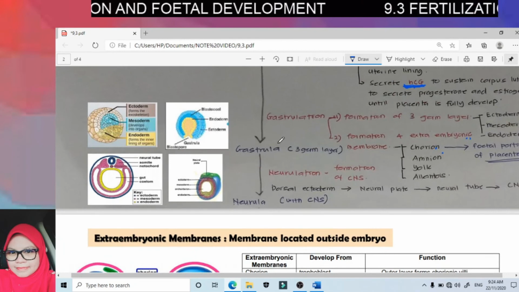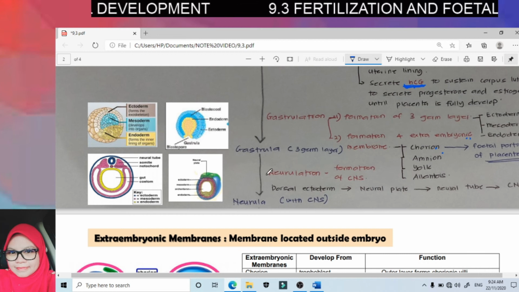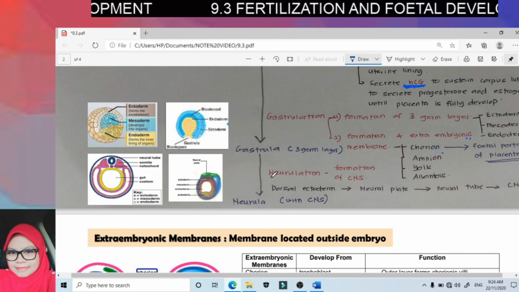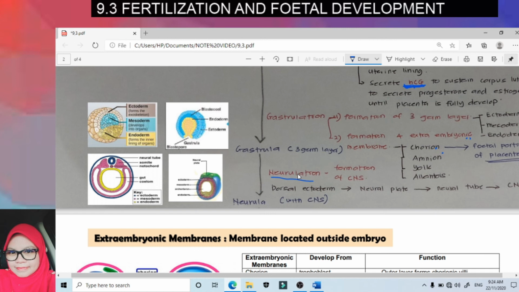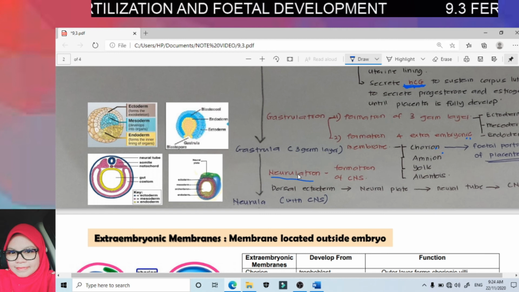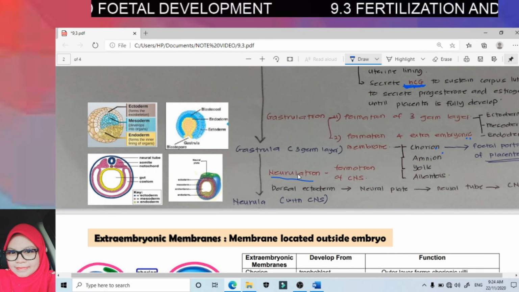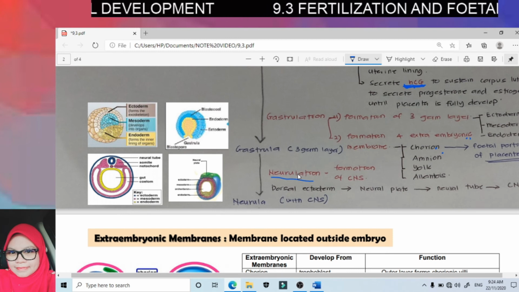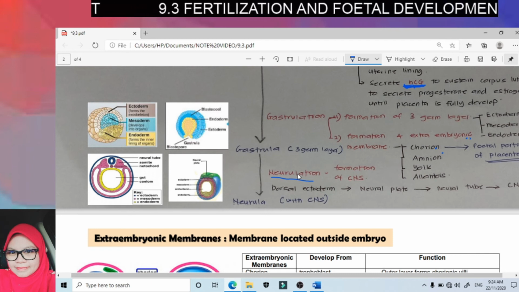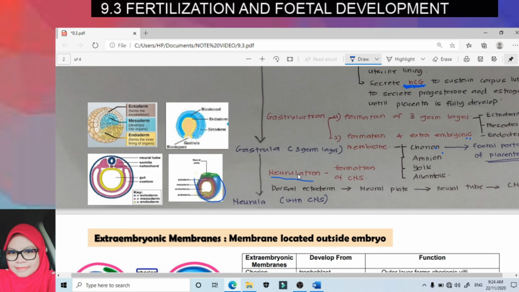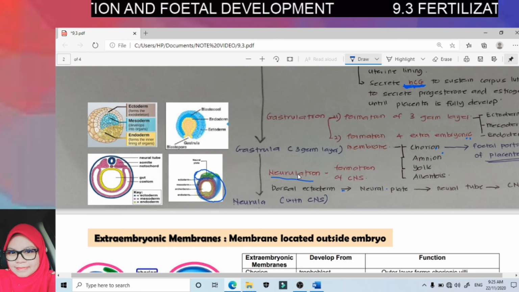Right. So now when the embryo already has 3 germ layers, called gastrula, the gastrula will undergo the process of neurulation. Neurulation is a process of formation of the central nervous system. So how is it formed? First, the ectoderm layer will form a neural plate. So here is the neural plate, the green one.